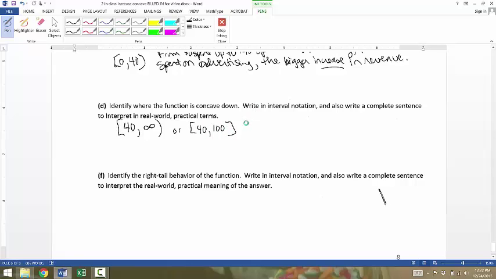So on that interval, the more and more they spend on advertising, the more and more revenue they make. However, as they increase advertising dollars, the impact on revenue is getting smaller and smaller.